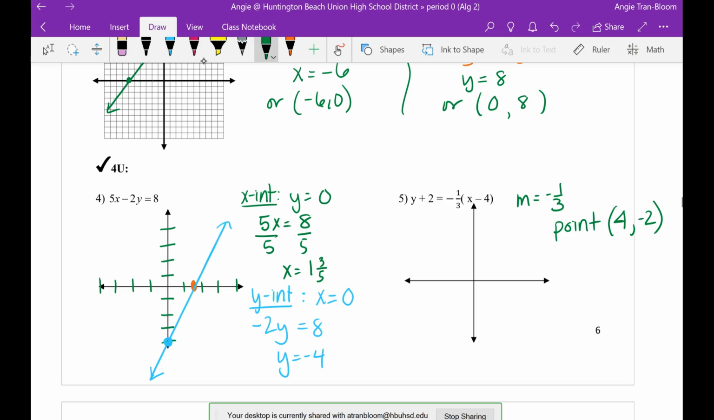Opposite. Okay, so I don't have any tick marks. I'm going to go make tick marks. Here we go. 1, 2, 3, 4, 5. Okay, I'm going to plot. Haley, did you plot the point first? Yeah. So I'm going to go 4, negative 2, make a dot.